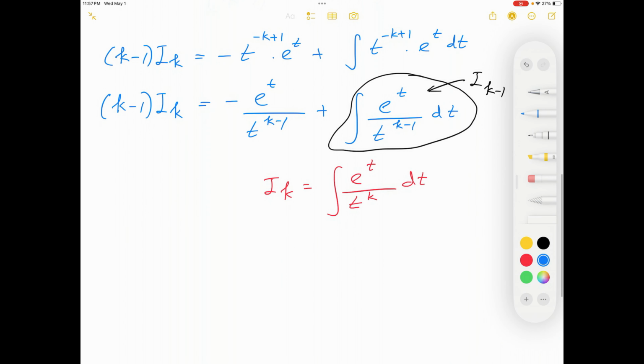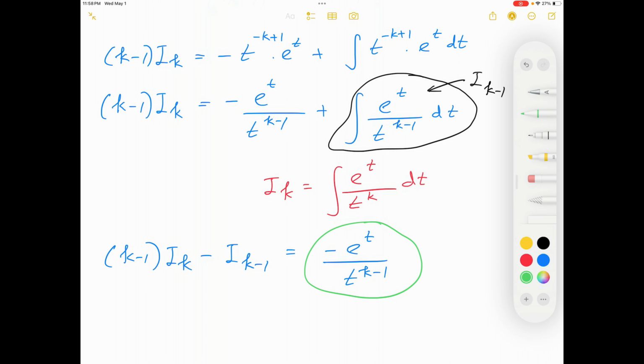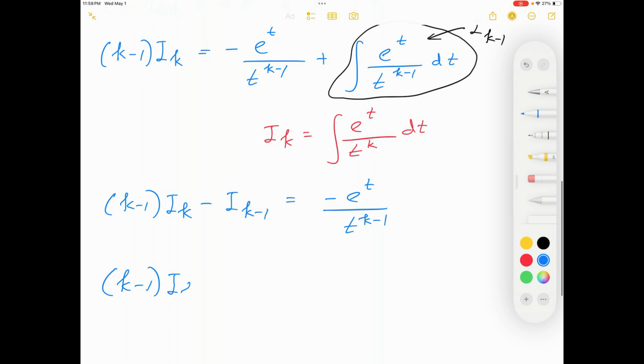Then this integral equation becomes k minus 1 times I sub k minus I sub k minus 1 is equal to negative e to the t over t raised to the k minus 1. Now I can add this term to both sides. Then it becomes k minus 1 times I sub k minus I sub k minus 1 plus e raised to the t over t raised to the k minus 1 equals 0.